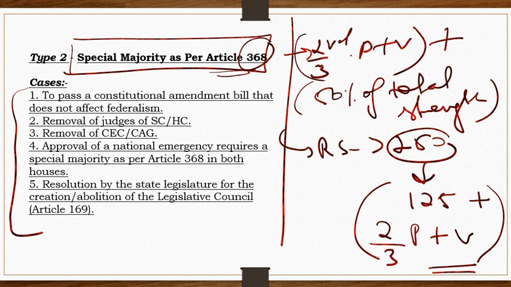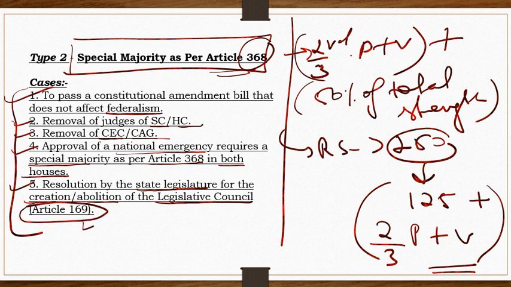Now the cases where we can apply this are when we have to pass a constitutional amendment bill which does not affect the federalism. Okay, any bill where the state is not concerned. In the removal of judges of Supreme Court and High Court, in the removal of the Chief Election Commissioner and the CAG, in the approval of a national emergency, we require a special majority as per the Article 368 in both the houses. Okay, and in the resolution by the state legislature for the creation or abolition of the Legislative Council in Article 169. In all of these cases, we require the amendment by special majority.